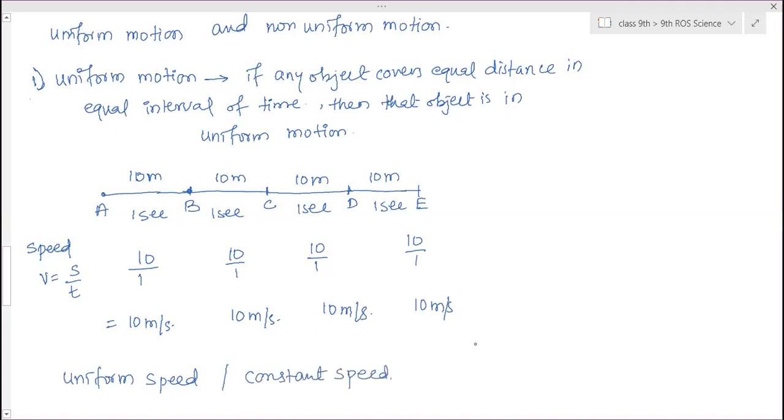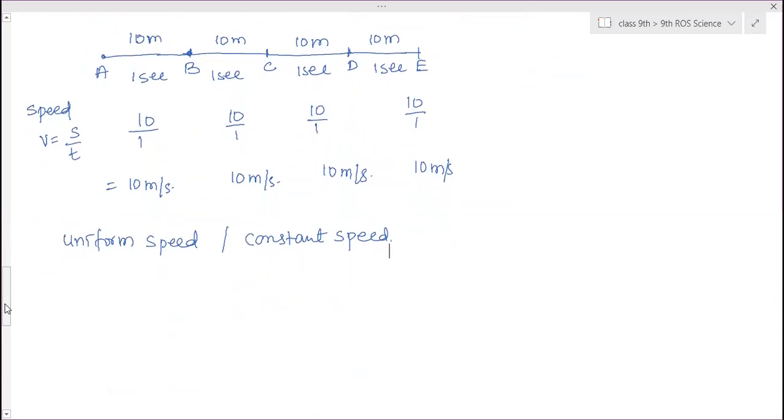In uniform motion, the speed of the object always remains constant because it has covered equal distance in every interval of time. In the same interval of time, it has covered the same distance, so its speed also remains the same. Speed won't change. That is uniform motion. Now exactly opposite is non-uniform motion. Non-uniform motion means intervals are the same, but the distances are not the same, or maybe the distance covered is the same, but the interval is not the same.